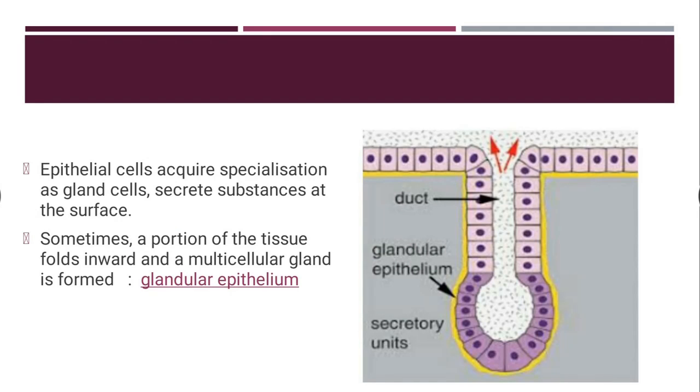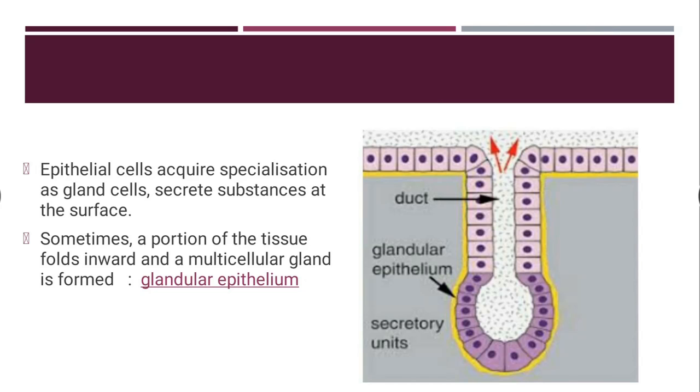Epithelial cells can acquire specialization. They can form gland cells and secrete substances at the surface. Sometimes a portion of the epithelial tissue can fold inward and a multicellular gland is formed, the glandular epithelium. So that's all about the epithelial tissue.